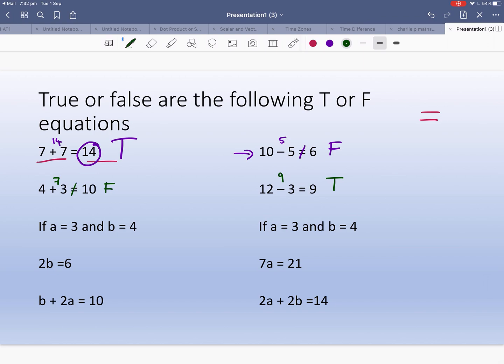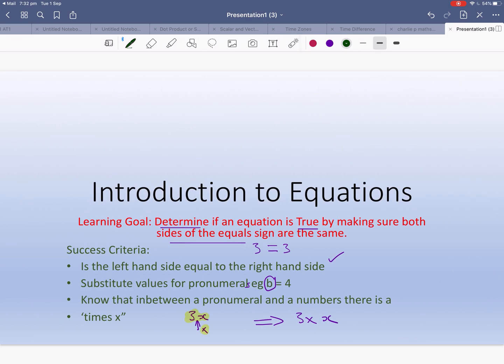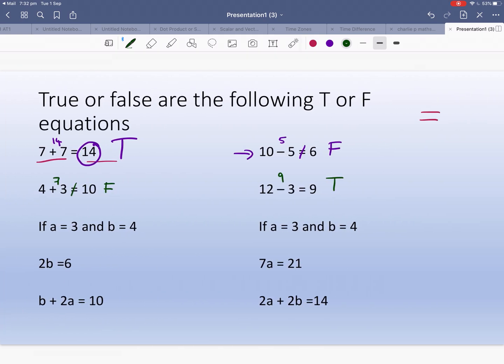Okay, these next examples you need to think long and hard for. Now remember, over here in the success criteria, I was talking about that there's something in between the number and the pronumeral. And the pronumeral is just a letter. It's a letter in place of a number, but for what we're introducing right now, it's just a letter. So let's have a look at it. I'm going to rewrite this as 2 times b. I'm going to put b in brackets equals 6.